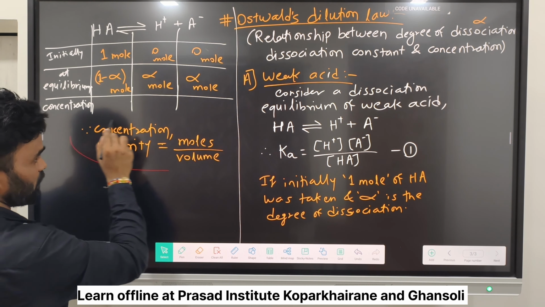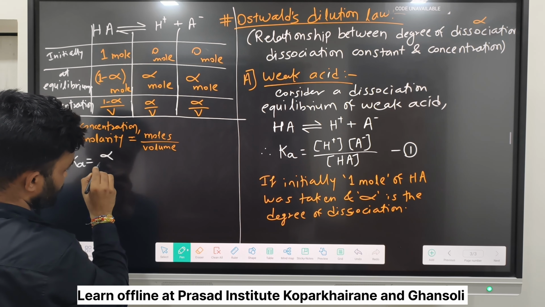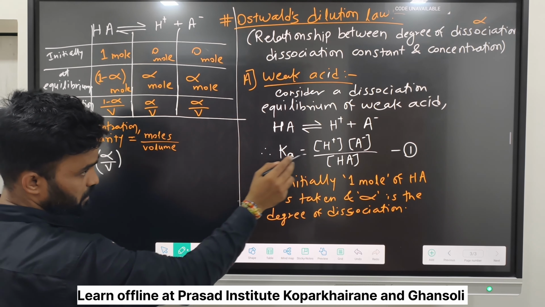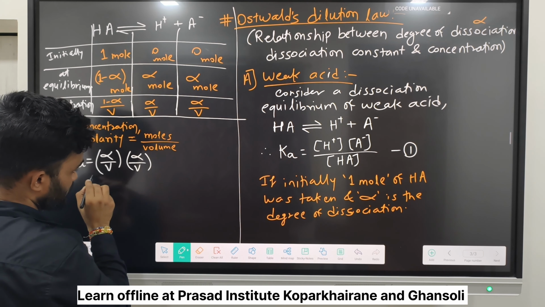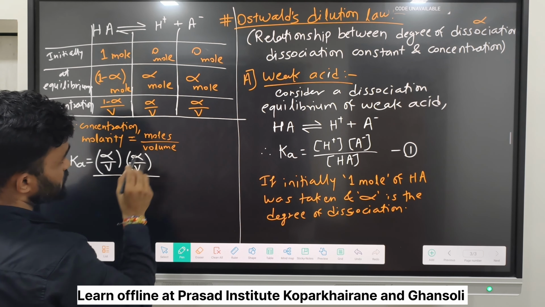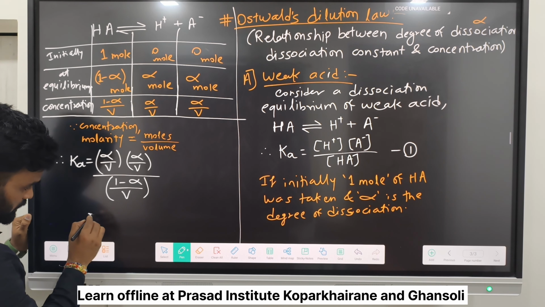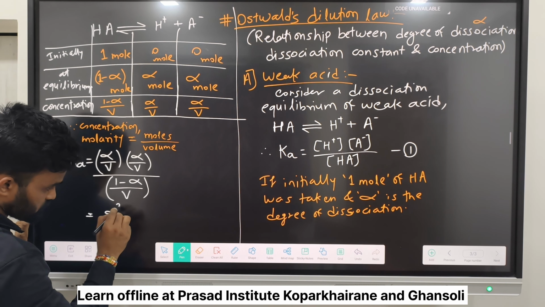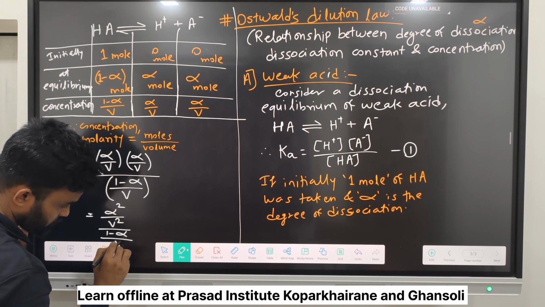Concentration values in equation number 1. Therefore, Ka is equal to concentration of H plus, alpha upon V, concentration of A minus, alpha upon V, concentration of HA, 1 minus alpha upon V. Correct? So can we write this as alpha square upon V square upon 1 minus alpha upon V.